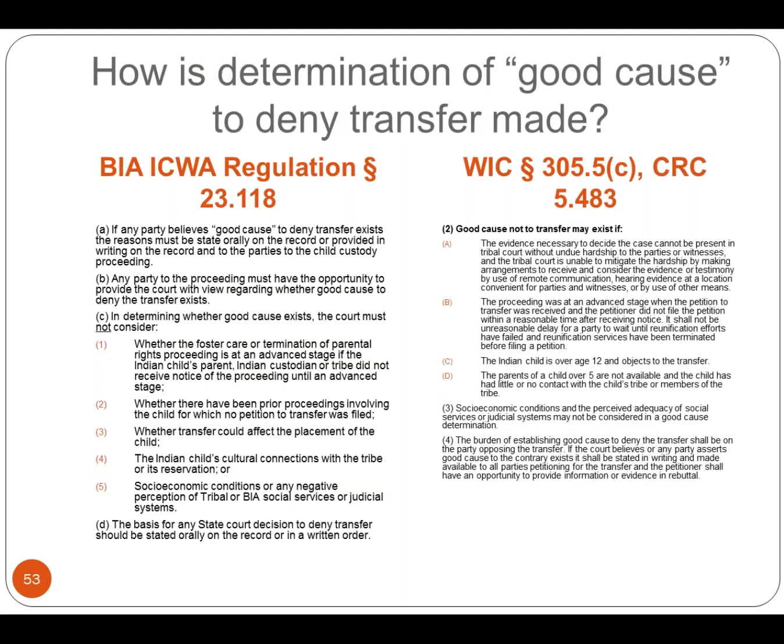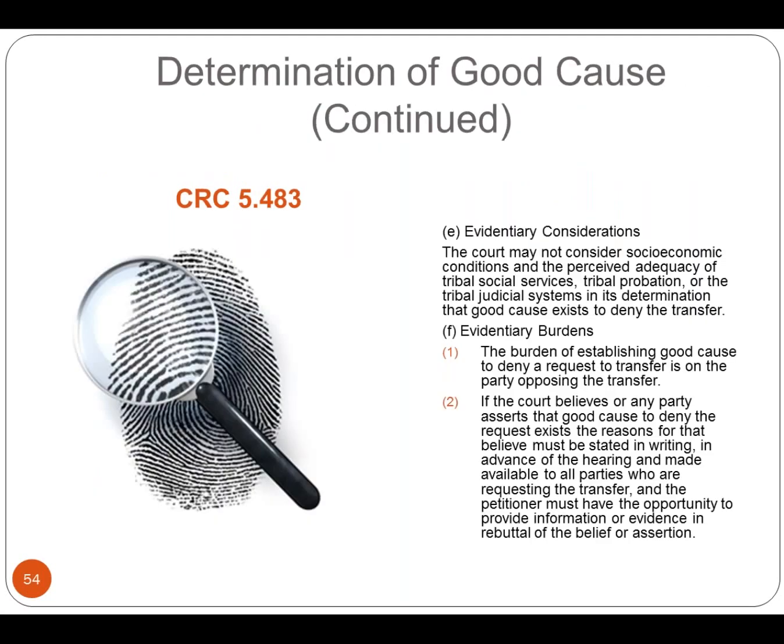So that was Welfare and Institutions Code, Section 305.5c. The California Rule of Court 5.483 also addresses good cause and states that the court may not consider socioeconomic conditions and the perceived adequacy of tribal social services, tribal probation, or the tribal judicial systems in its determination.